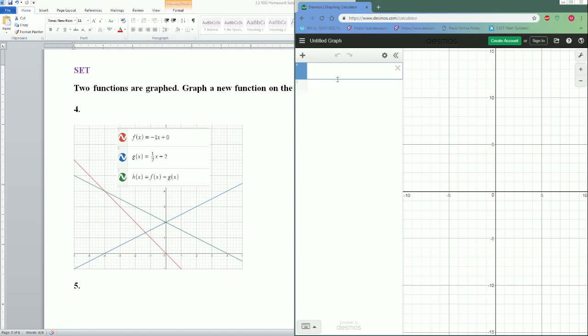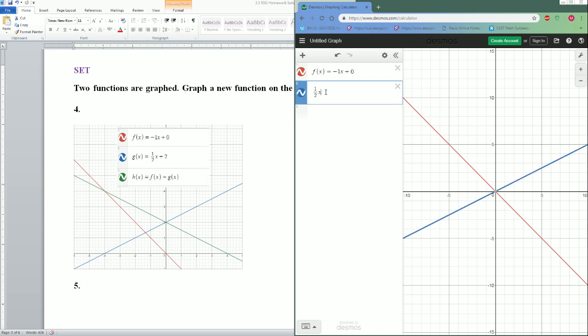So the first one, I saw that the intercept was 0 and its slope was -1. So f of x is equal to -1x plus 0, right? I just had to look at it. The next one, I saw that it was a 1/2 slope and the y-intercept was 2. Okay, that was g of x.